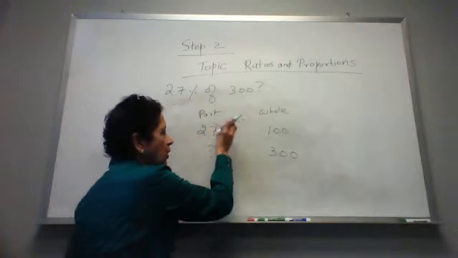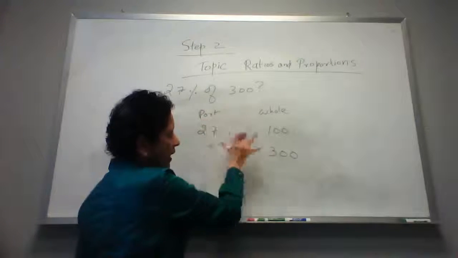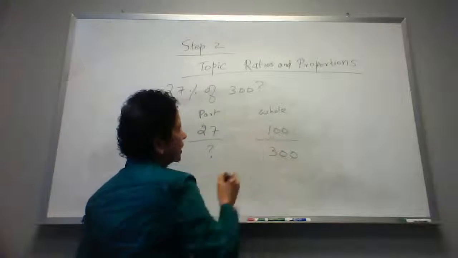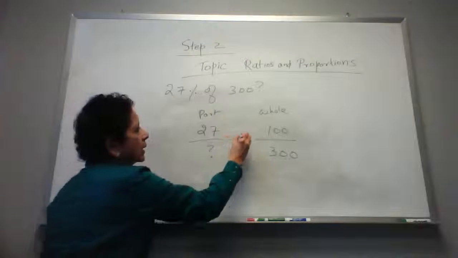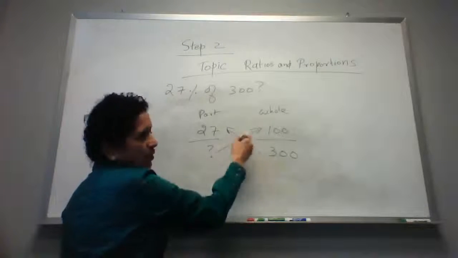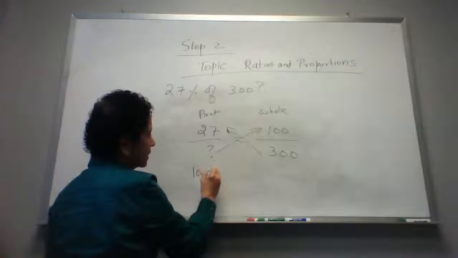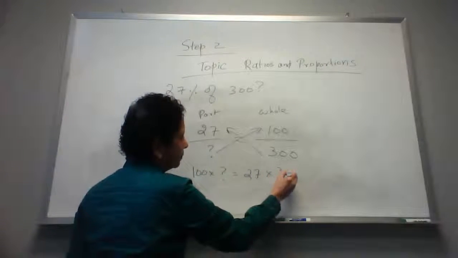So 27 out of 100. Now what is 27% of 300? So you can set it up this way. This over that is this over that. And then you can do the cross multiplication, and then question mark times 100. So 100 times question mark equals 27 times 300.